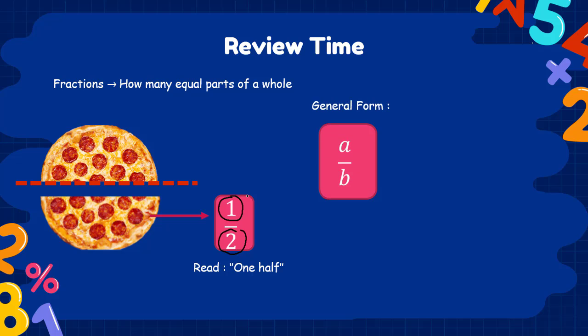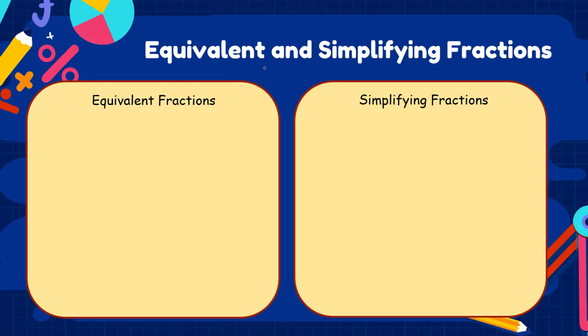And this is the general form of the fraction, A out of B. A is called the numerator and B is called the denominator. Okay, before we continue to the operation of fraction, we have to know about equivalent fraction and also simplifying the fraction. So, equivalent fraction has a definition: have the same value even though they may look different.